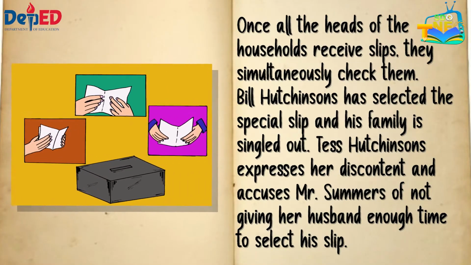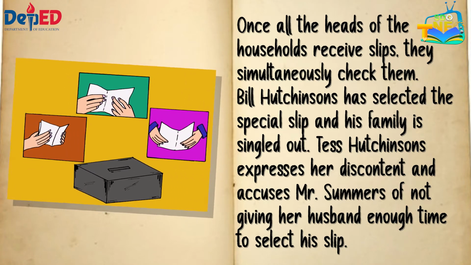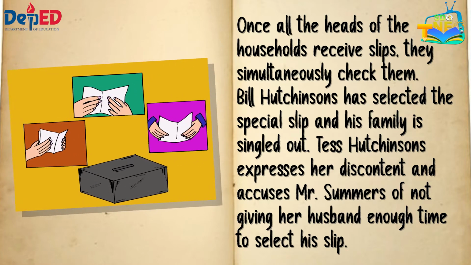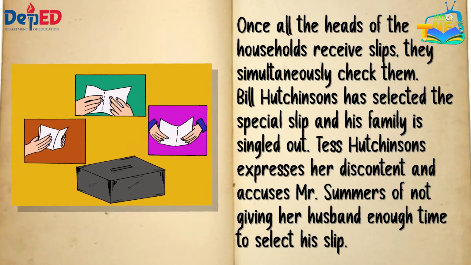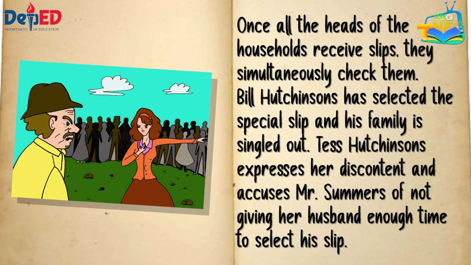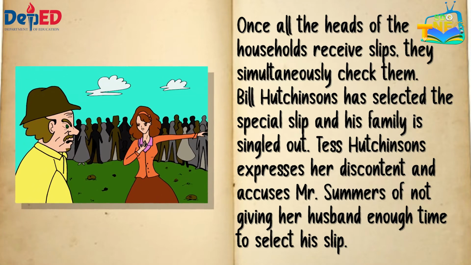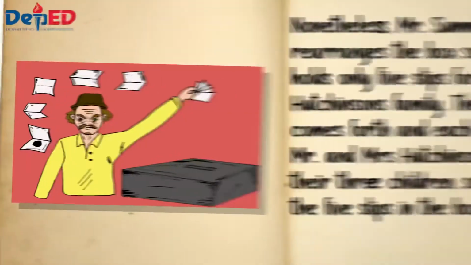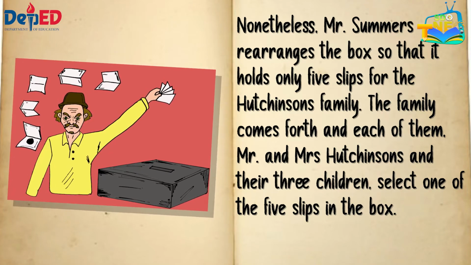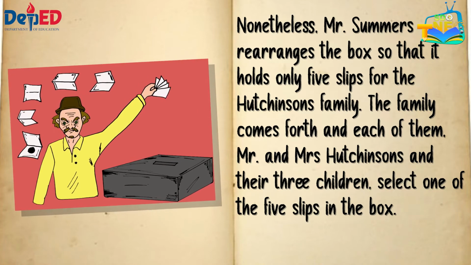Once all the heads of the household receive slips, they simultaneously check them. Bill Hutchinson has selected the special slip, and his family is singled out. Tess Hutchinson expresses her discontent and accuses Mr. Summers of not giving her husband enough time to select his slip. Nonetheless, Mr. Summers rearranges the box so that it holds only 5 slips for the Hutchinson family.